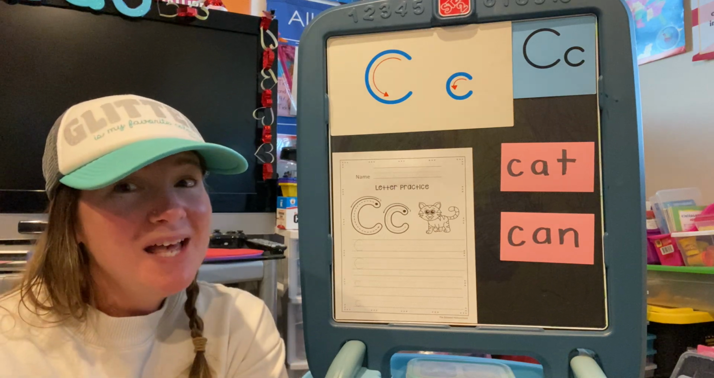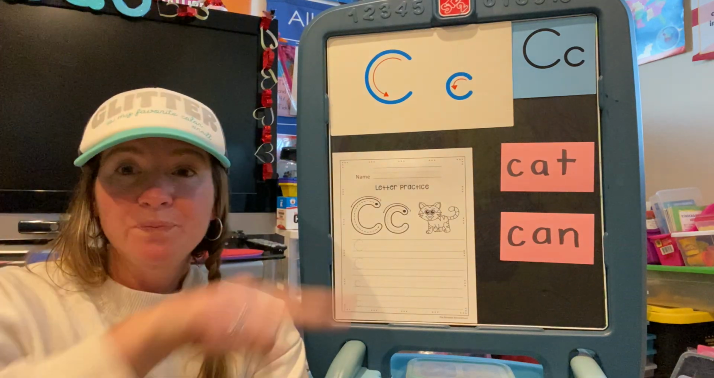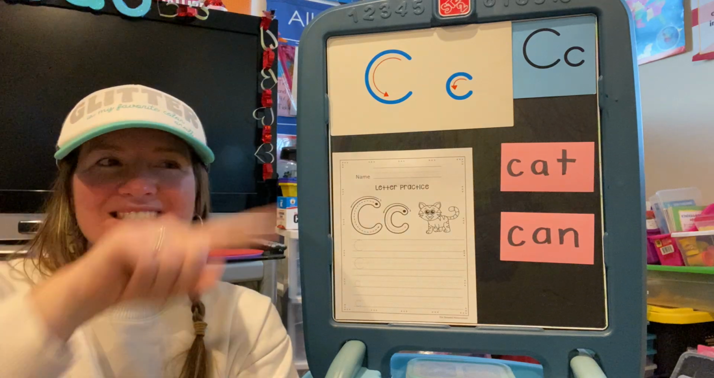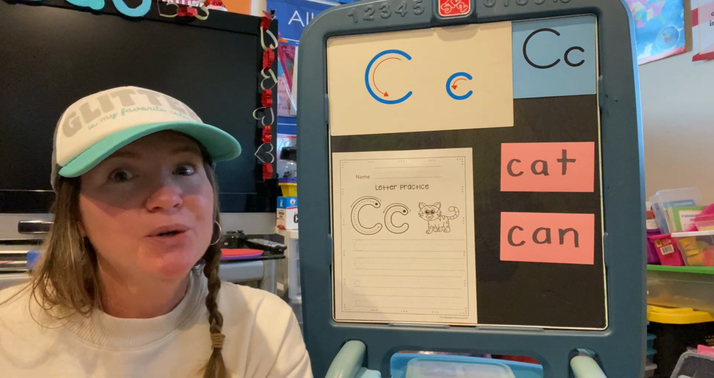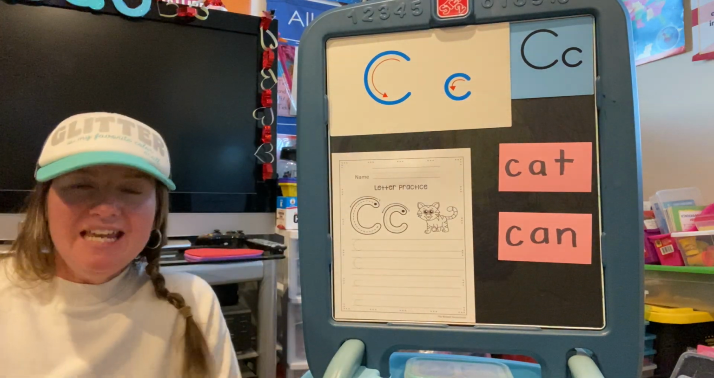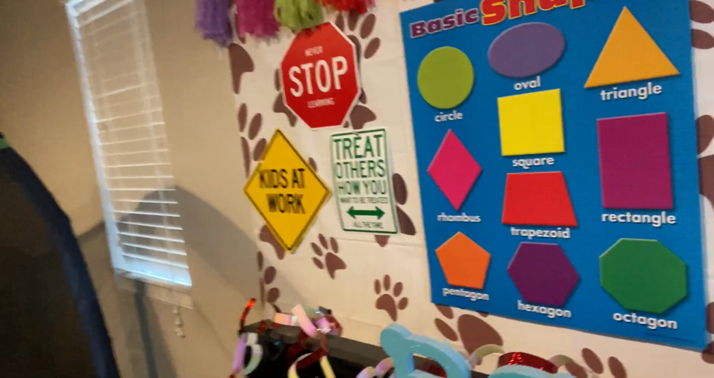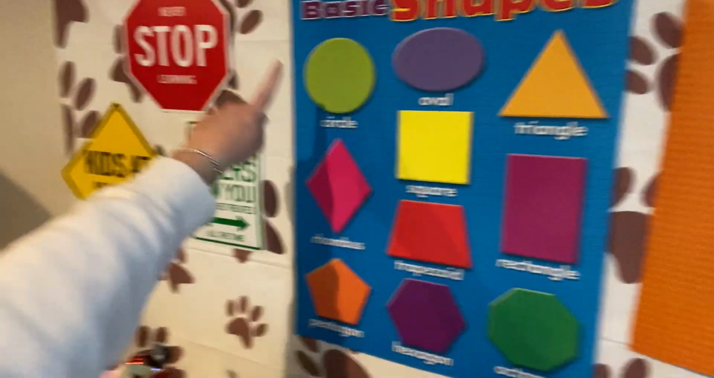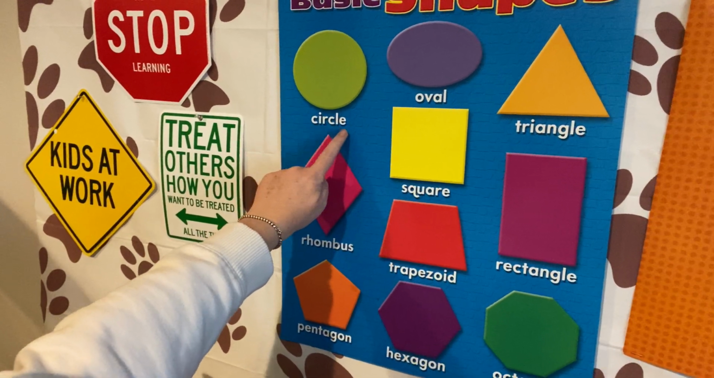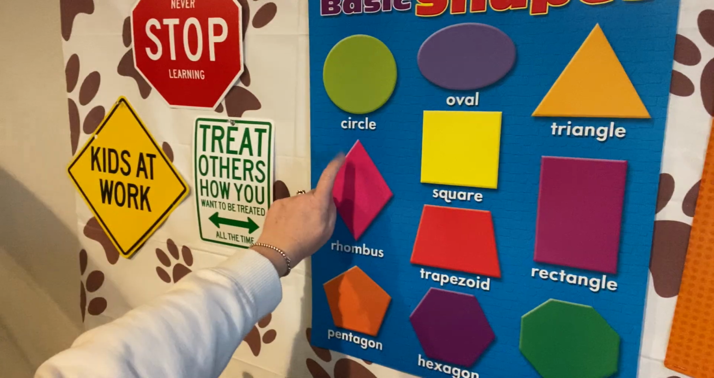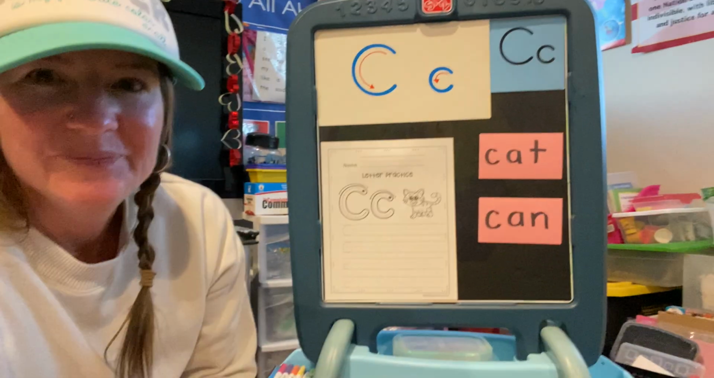We talked about how sometimes C makes the s sound, like in circle. Circle. Yes. The shape circle, it sounds like it would start with an S, right? When you say circle. But circle starts with a C. I'm going to show you. I'm going to move this for a second. I want to show you because I have it up here on our shapes chart. See, there's a circle right here. And look underneath. C-I-R-C-L-E. Circle. So sometimes the letter C does make the S sound, right?